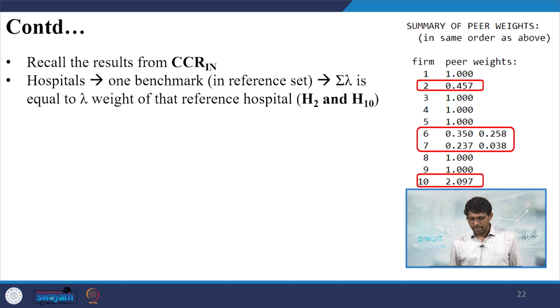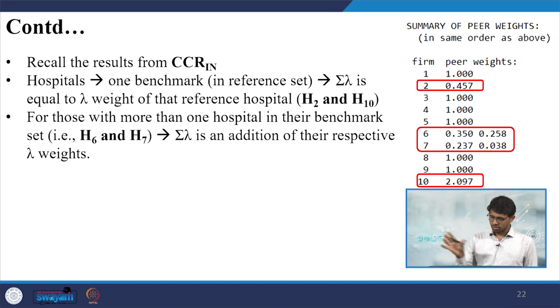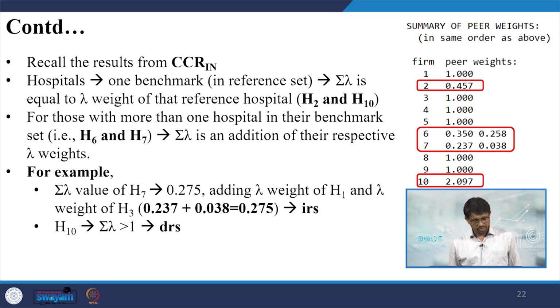So how we did it, we cross-checked the summation of those pure weights with their respective peers. Especially for H6 and H7, sum of lambda is an addition of their respective lambda weights. Sum of lambda value of H7 particularly in this case, that is 0.237 plus 0.237 and 0.238. So, it boils down to 0.275.